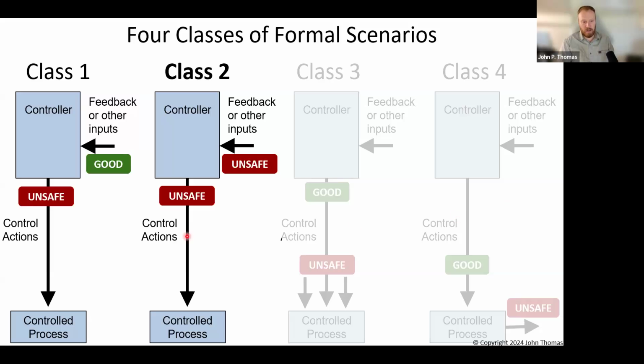So class two says, okay, there was not a good feedback telling you about the context, right? Either it was totally missing or it was lying to you or it was delayed or one of those other cases. There was not a good feedback. So this is sort of everything but class one, right? You see how that works out? Class two is sort of the everything else that was not included in class one.